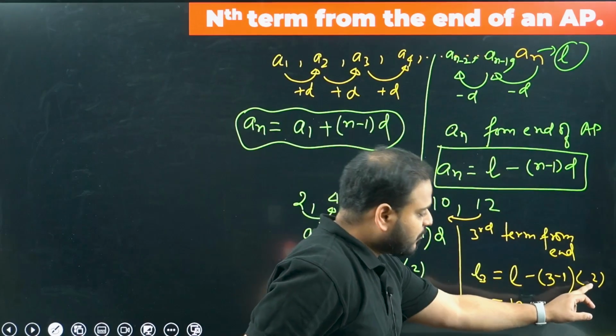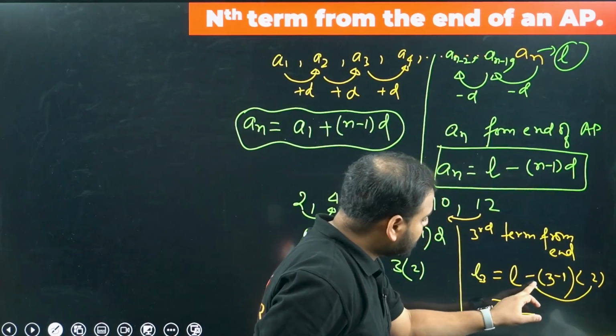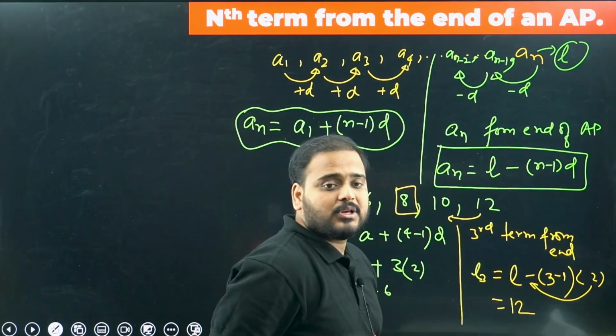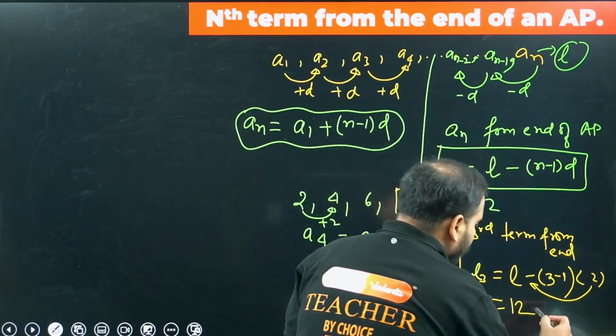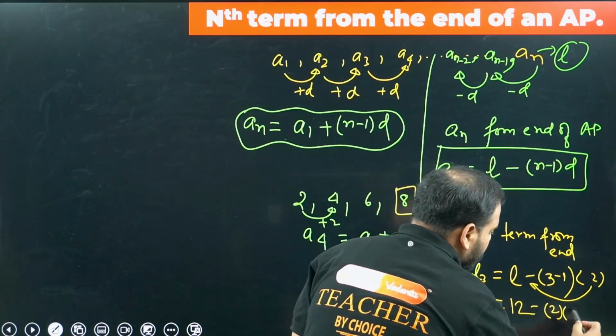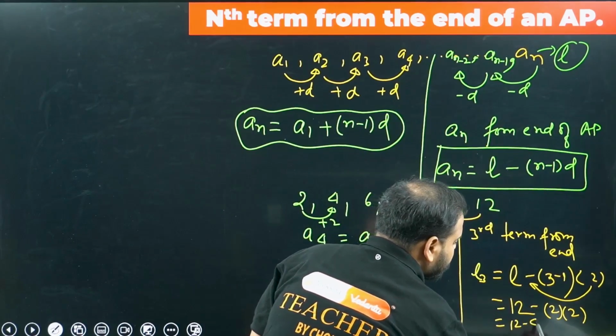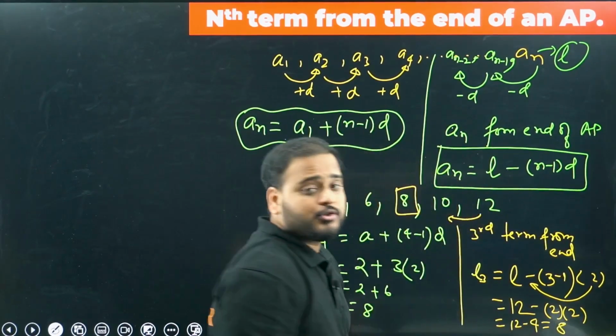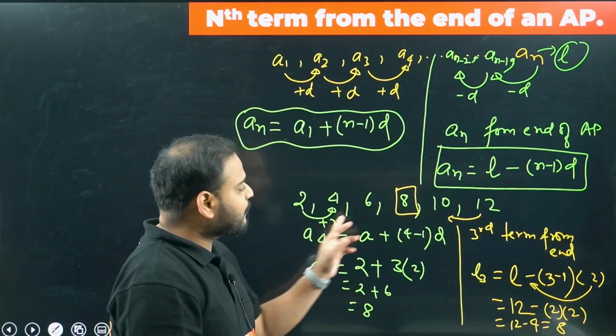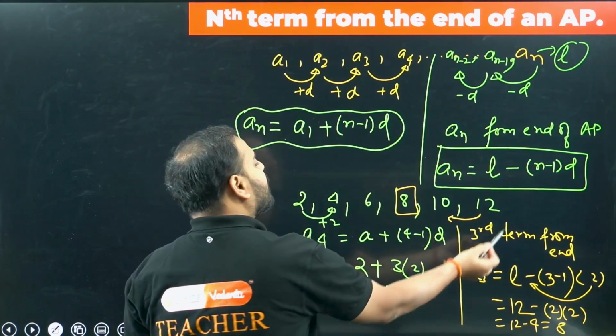I cannot take minus over here because I've already taken the minus over here, sir. Please check. So that's why I can't take the minus over there. So 12 minus 2 times 2. Please check how much is that. 12 minus 4, how much is that? 8.